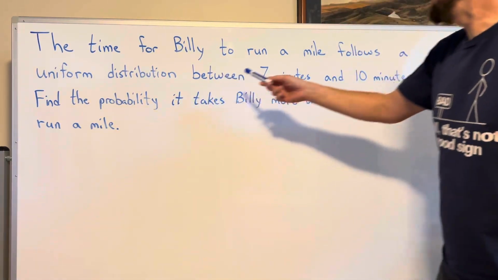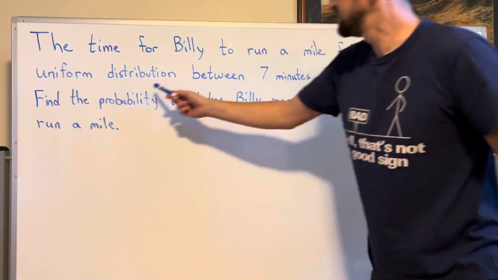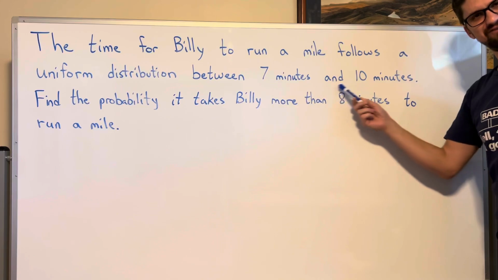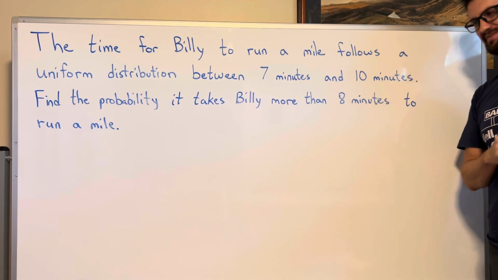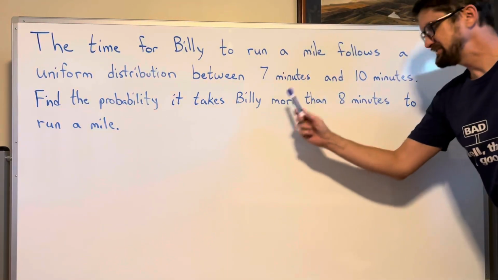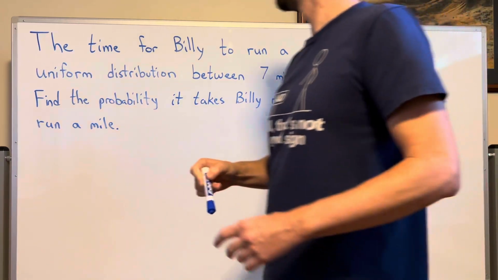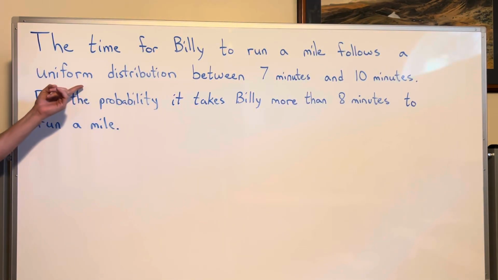The time for Billy to run a mile follows a uniform distribution between 7 minutes and 10 minutes. Find the probability it takes Billy more than 8 minutes to run a particular mile. Now the key word here is uniform.